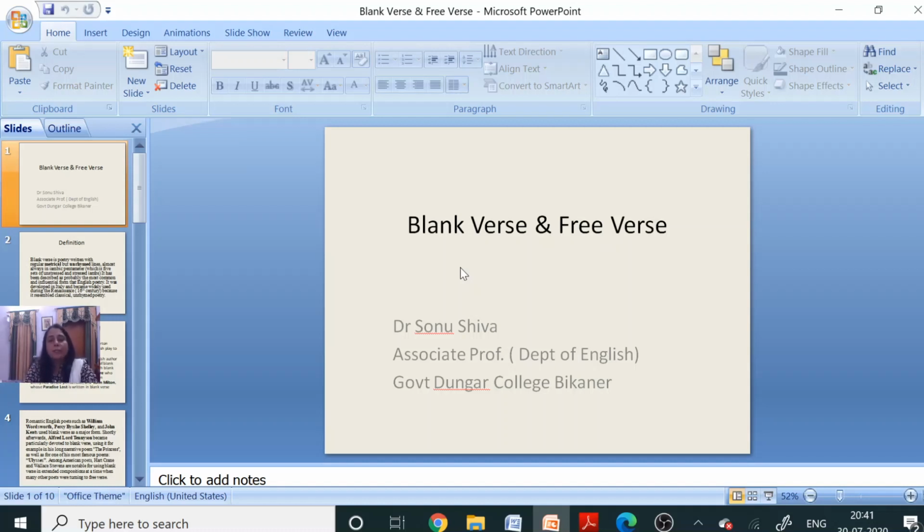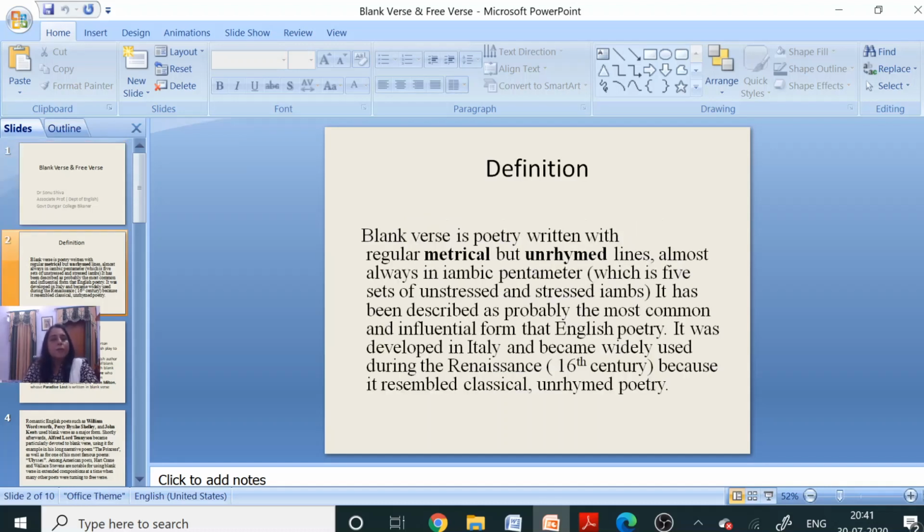Now let's have a look at blank verse. Blank verse is poetry written with regular meter but unrhymed lines. See, this is the basic difference between blank verse and heroic couplet. The meter is the same. Blank verse also has this iambic pentameter, but just as in heroic couplet the lines are rhymed, here the lines are unrhymed.